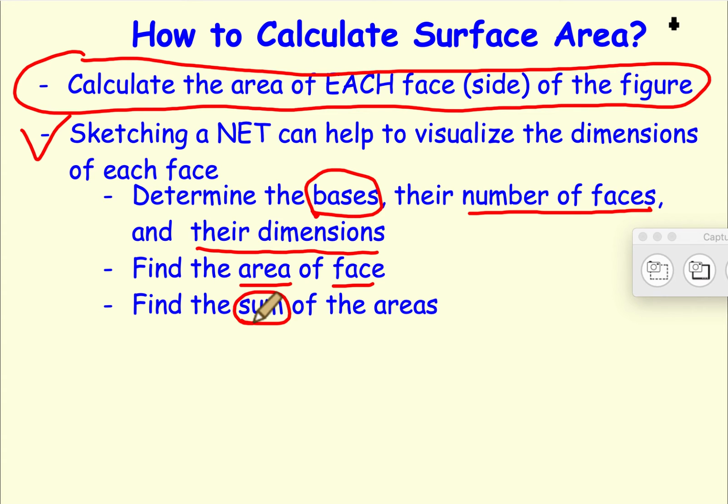There are times we're going to be able to take some shortcuts because, for example, we know that our two bases are going to have the same exact areas, so we don't have to calculate it twice. And a lot of times, some of our faces may even have the same exact areas, like in a rectangular prism. So we may be able to combine some and use shortcuts rather than just add and add and add. Okay, so let's go ahead and practice.